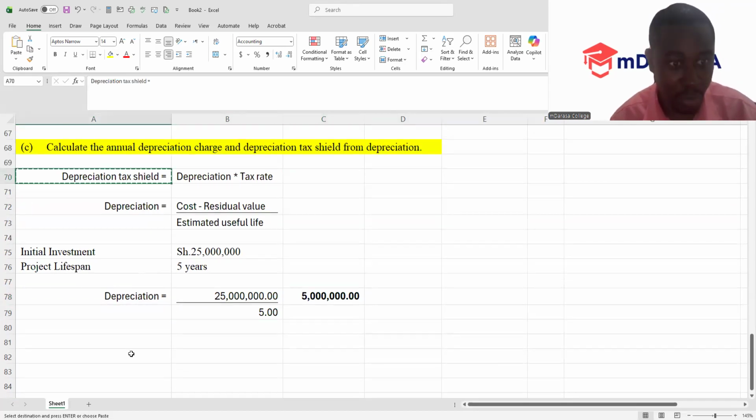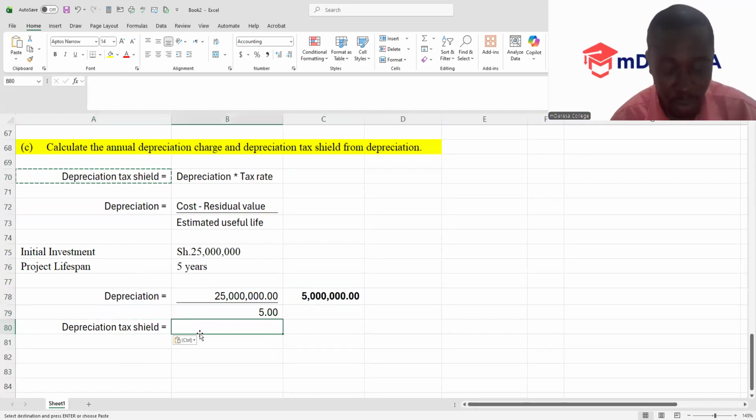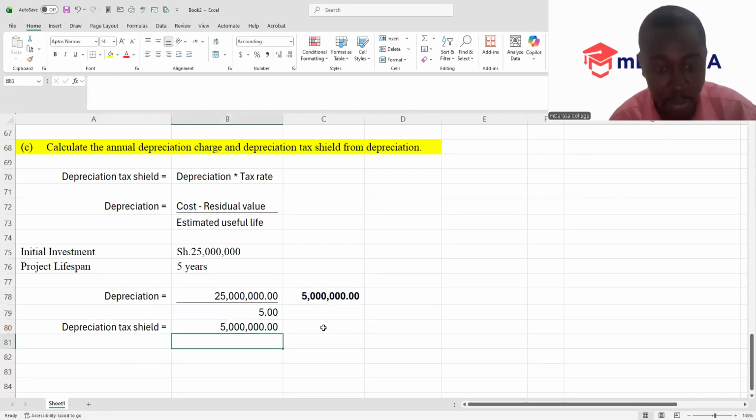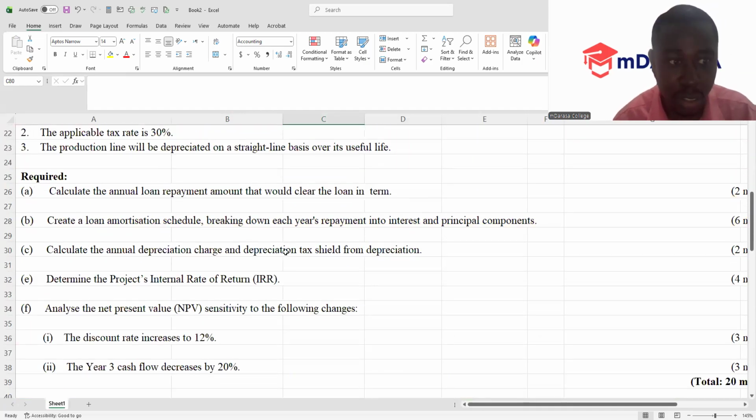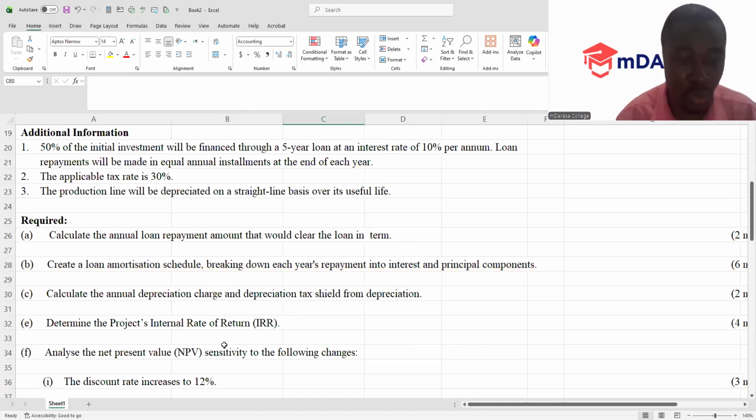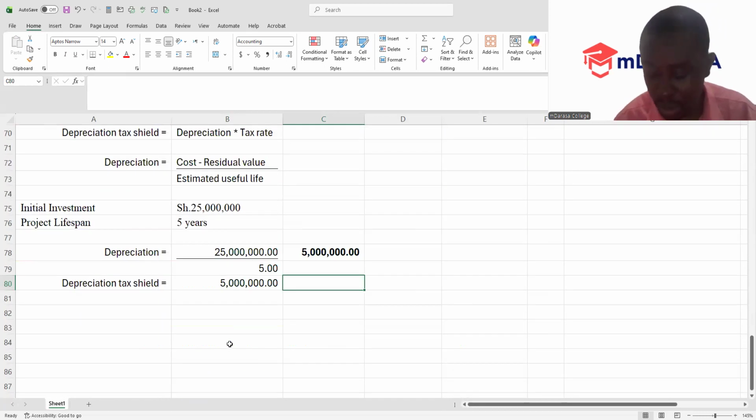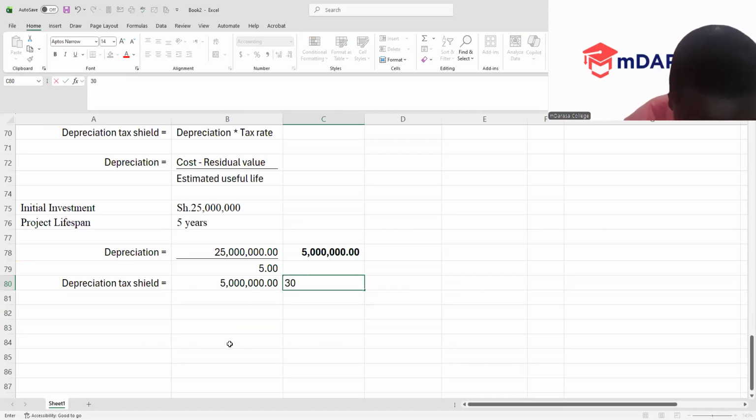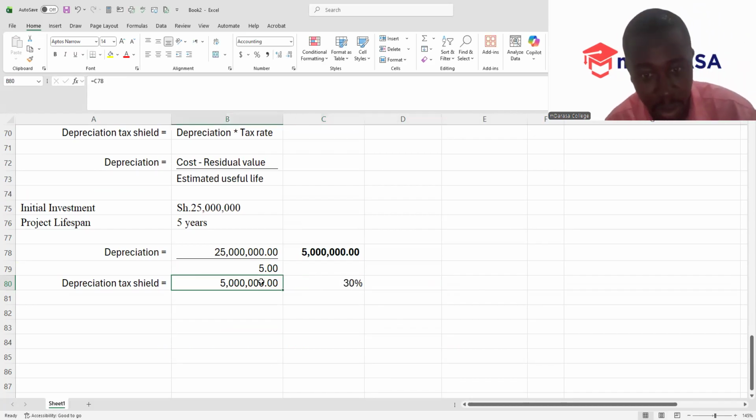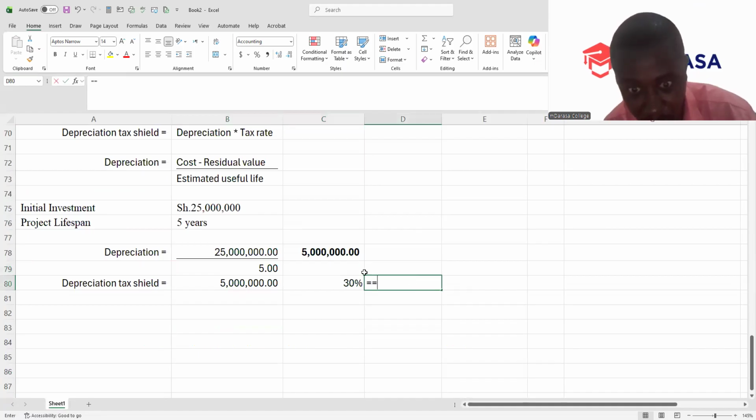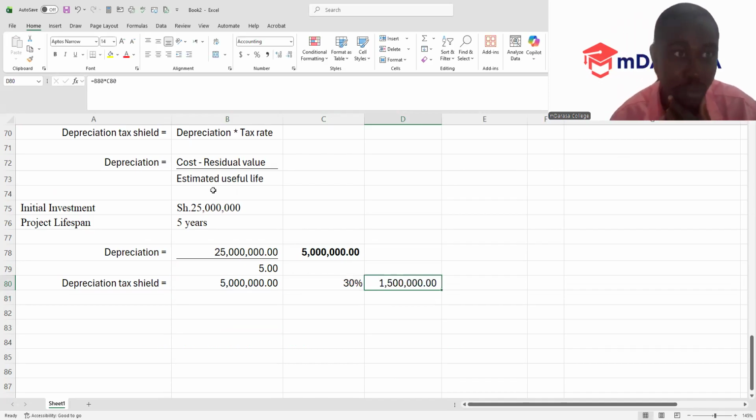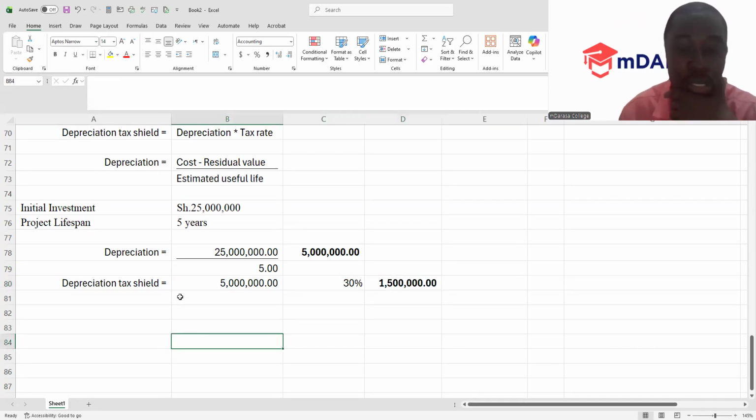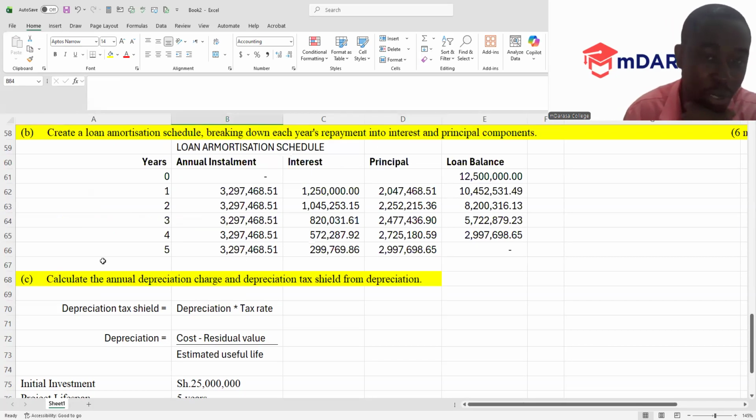And our task was to determine our depreciation tax shield. So therefore, my depreciation tax shield will take our depreciation times the tax rate, which our good examiner had given us a tax rate of 30%. So you take 30%. Once this has been determined, you can easily agree that our depreciation tax shield is therefore 5 million times the tax rate, which gives us 1.5 as our depreciation tax shield. So you're done with part C.